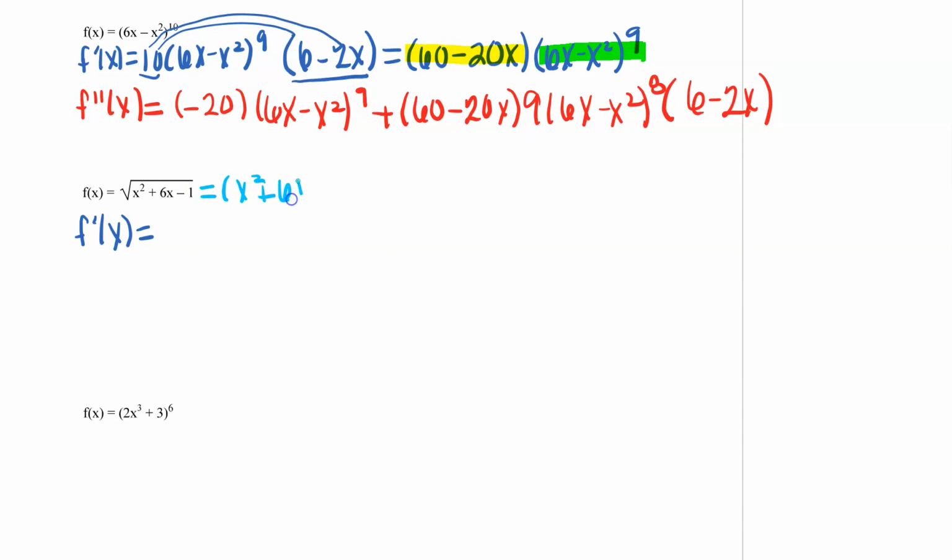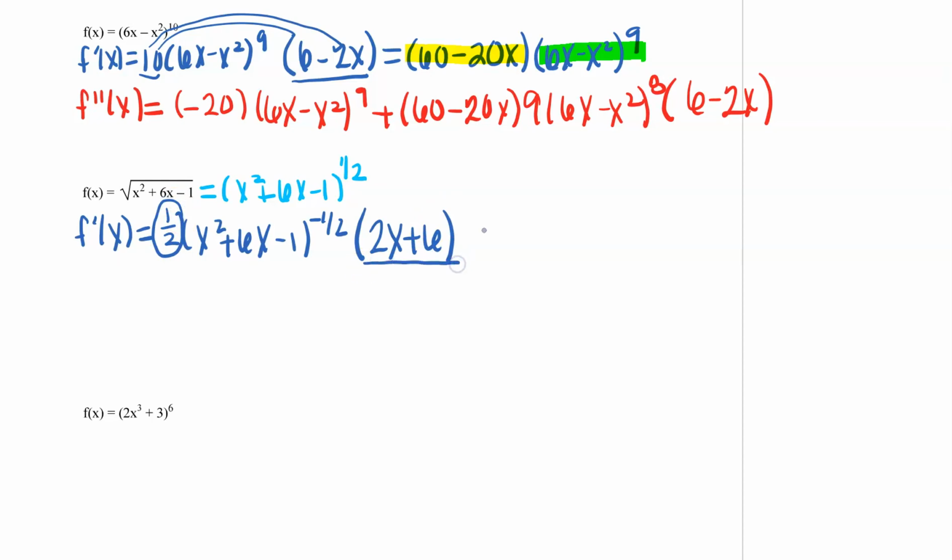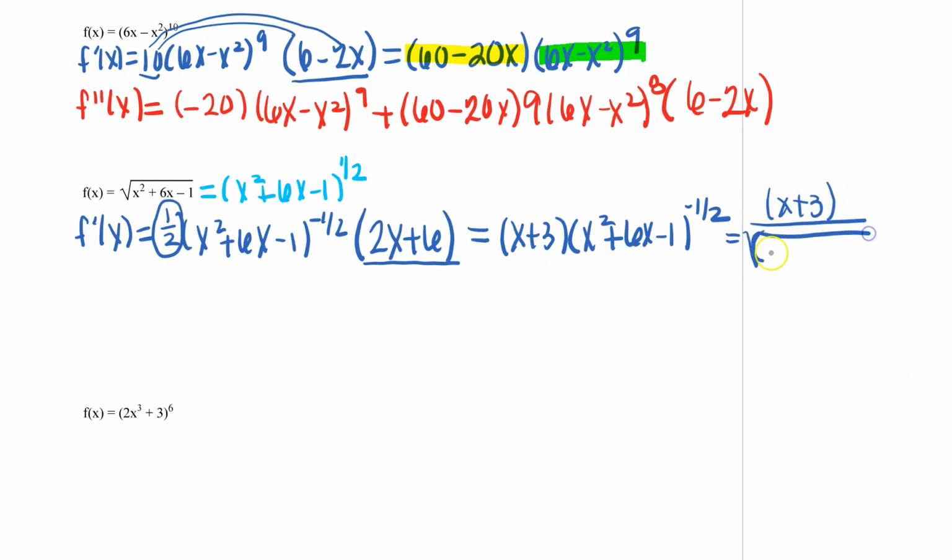X squared plus 6x minus 1, that's being raised to the 1/2 power. So when I come down here and do my first derivative, this would be 1/2 x squared plus 6x minus 1 to the negative 1/2 times the derivative of the inside, which is 2x plus 6. Similar to what I did in the last problem, I'm going to take that 1/2 and distribute it in here. So that gives me x plus 3 times x squared plus 6x minus 1 to the negative 1/2. Now if I was stopping with this, I would take this further and say let's do that x plus 3 on top, and let's put the square root on bottom. X squared plus 6x minus 1.